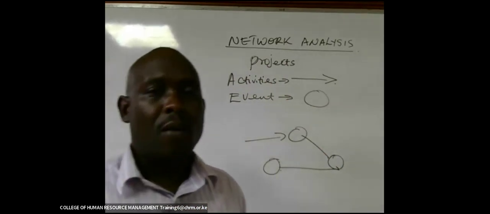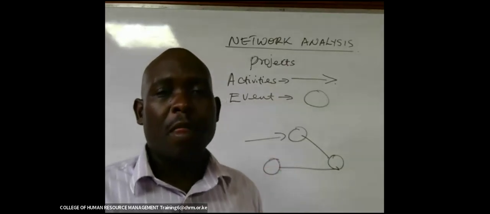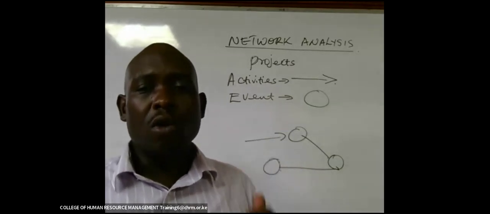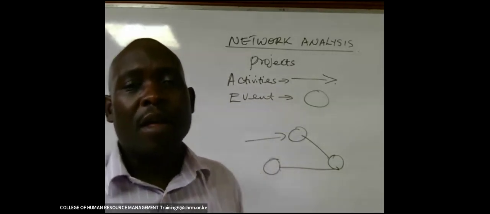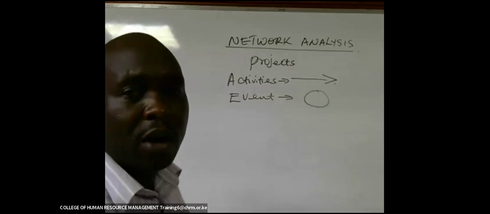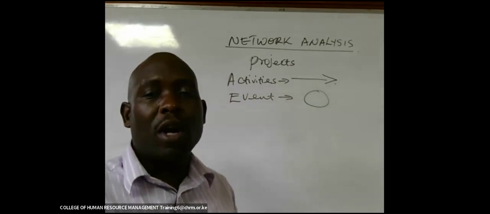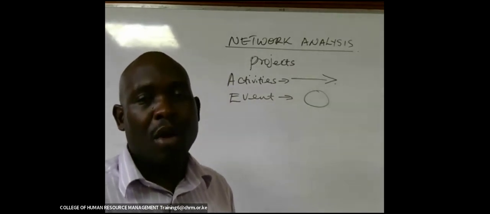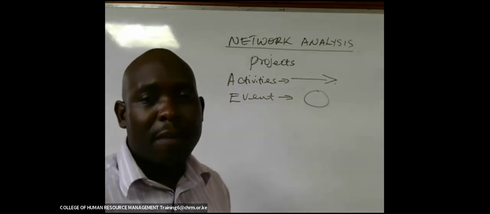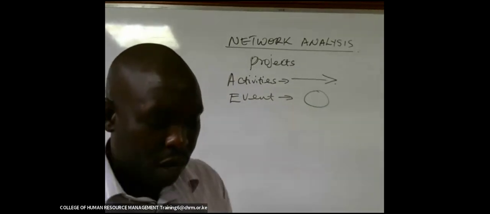So today, our task is very simple. I want to show you how we draw the network diagram, how we get the duration the project will take, and also how we can identify the activities we call critical activities. Critical activities are those activities which, when combined, will give us the longest duration of the project. Those activities which, when one of them is delayed, the entire project is going to be delayed. So that is where we are today.